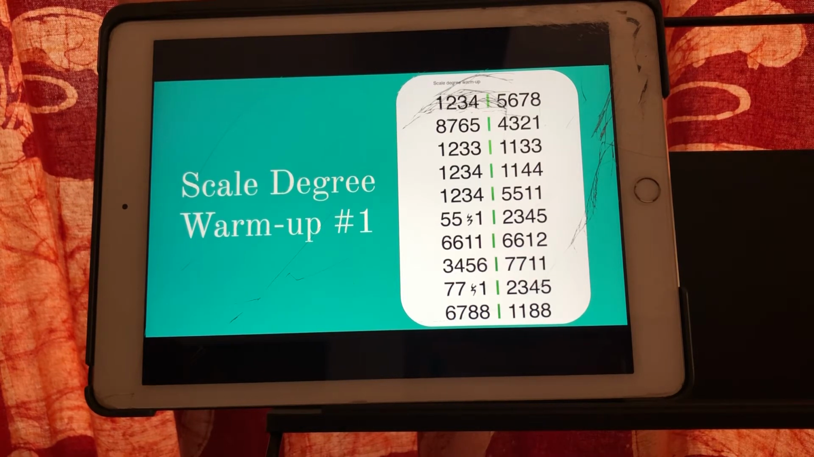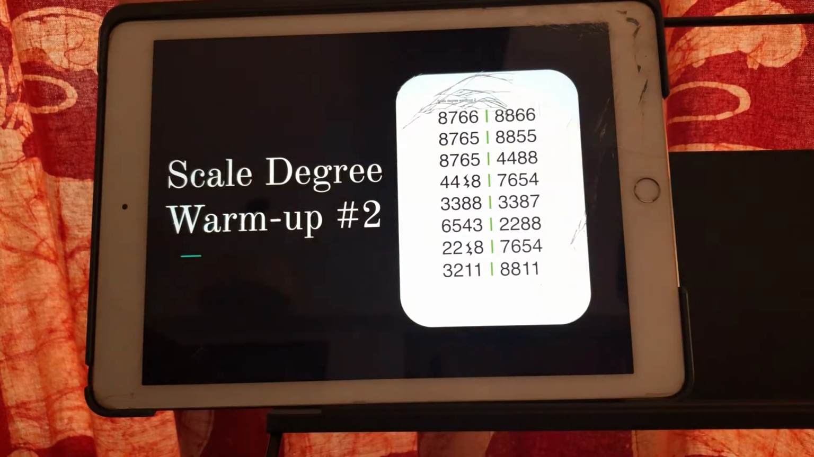All right, if you practice this and have it in your mind's ear, it'll help you sing out the intervals and also be familiar with the half steps and whole steps within the scale. So there's one more, scale degree warm-up number 2. This one starts at the top and goes down, and this one is helpful when you're trying to find the 6th degree, because going down, you only have to go down 3 notes to find it.